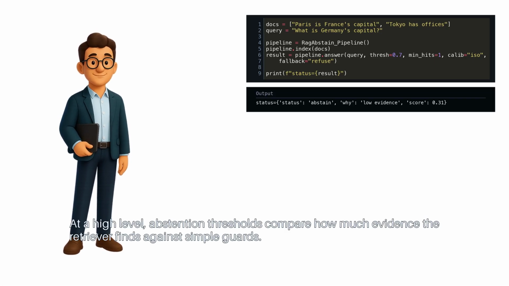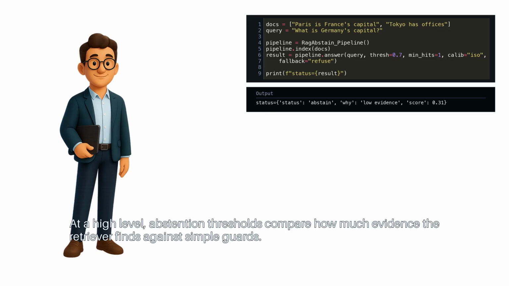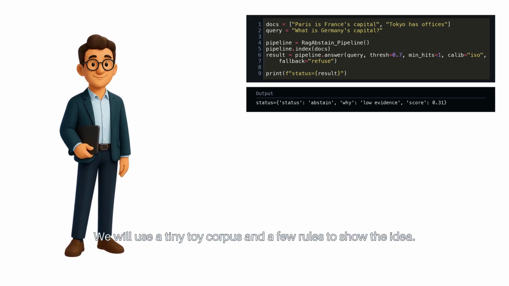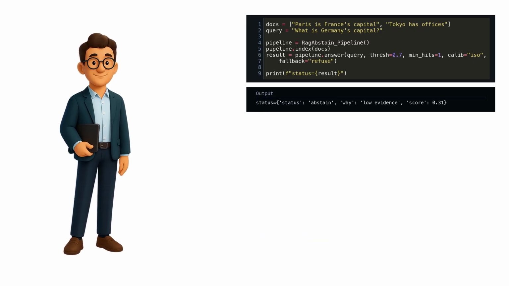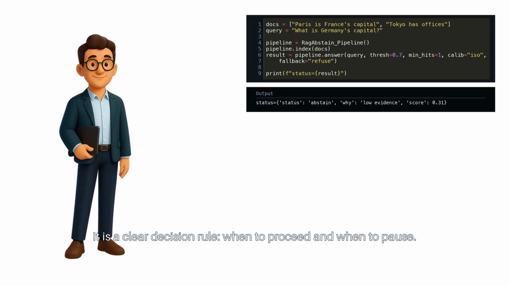At a high level, abstention thresholds compare how much evidence the retriever finds against simple guards. We will use a tiny toy corpus and a few rules to show the idea. The goal is not perfect math. It is a clear decision rule: when to proceed and when to pause.